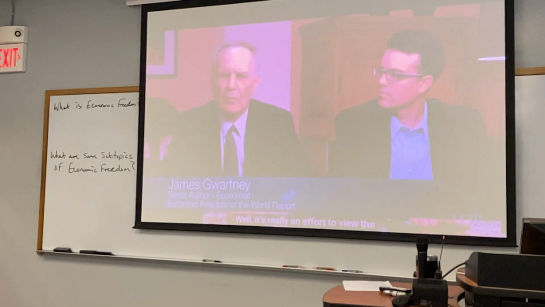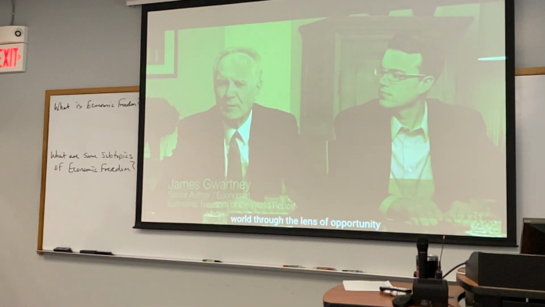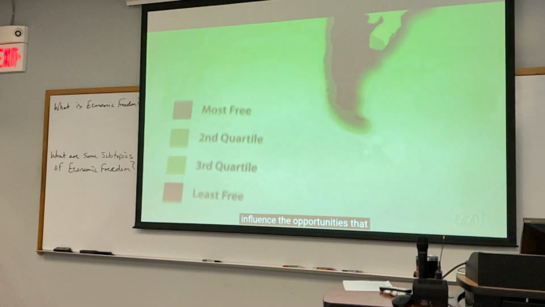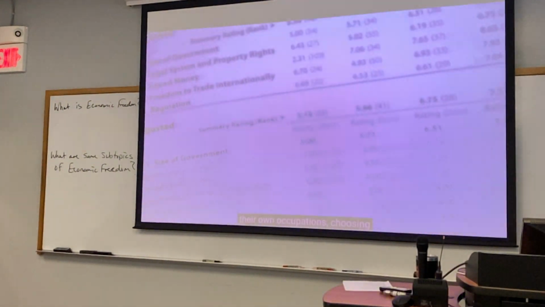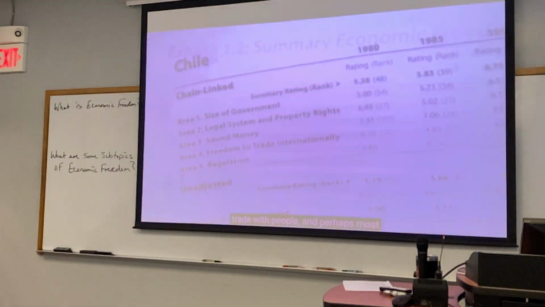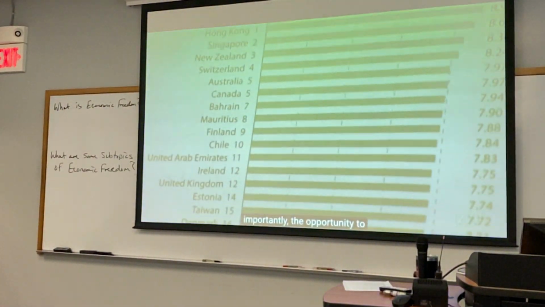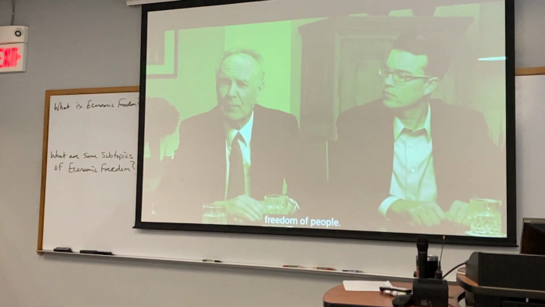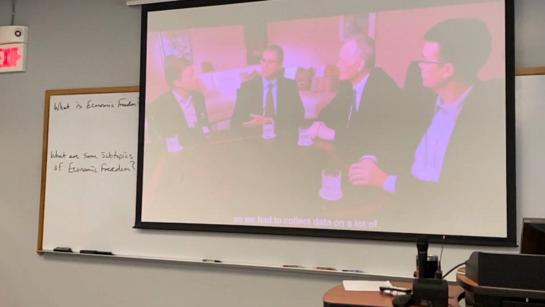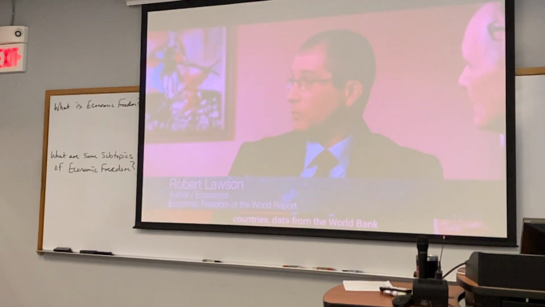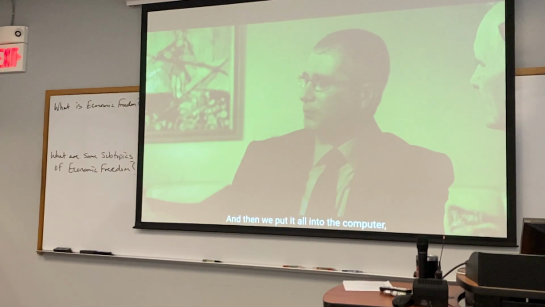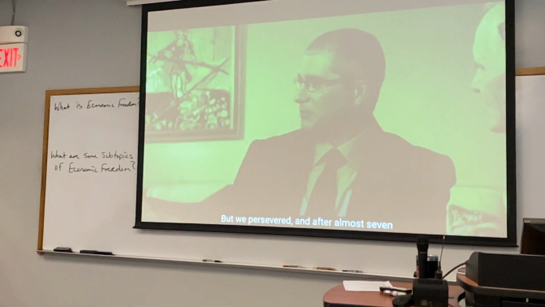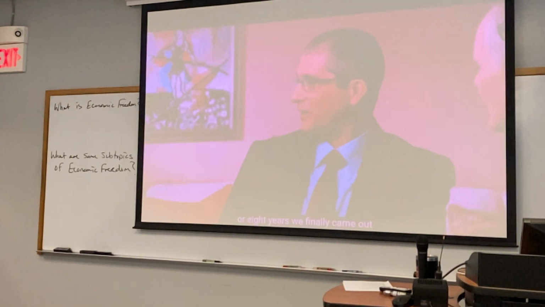Well, it's really an effort to view the world through the lens of opportunity and control over one's life. Essentially, institutions and policies influence the opportunities that individuals have in terms of choosing their own occupations, choosing entrepreneurial activities, engaging in trade with people, and perhaps most importantly, the opportunity to keep what they earn. And we thought it would be interesting to see how those changes affect the economic freedom of people. So the idea was to try to quantify this. We had to collect data on a lot of countries, data from the World Bank, the IMF, other reputable sources, and then we put it all into the computer. We worked on it for many, many years. Jim had some health problems and lost his eyesight, so that set us back a little bit, but we persevered, and after almost 7 or 8 years, we finally came out with a good report.